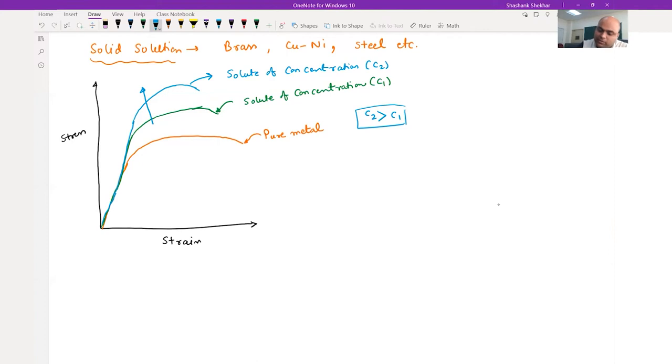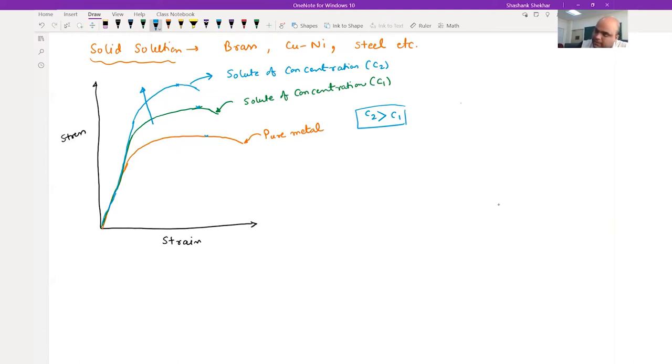Okay, you can clearly see here. So this is your tensile strength here, somewhere here, say. So strength of the pure metal is the lowest. And as you start adding solutes, you are going to get contribution from solute solution strengthening. These solute atoms are going to restrict the movement of dislocations, and thereby you are going to see the increment in the strength.